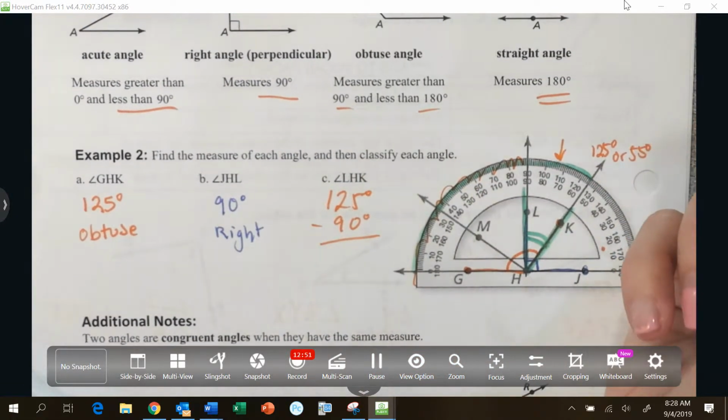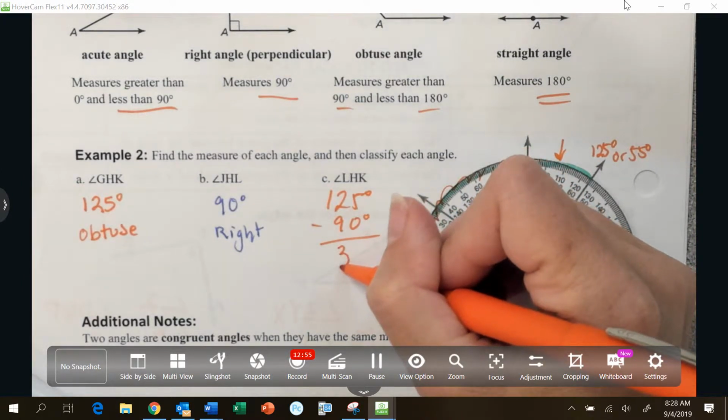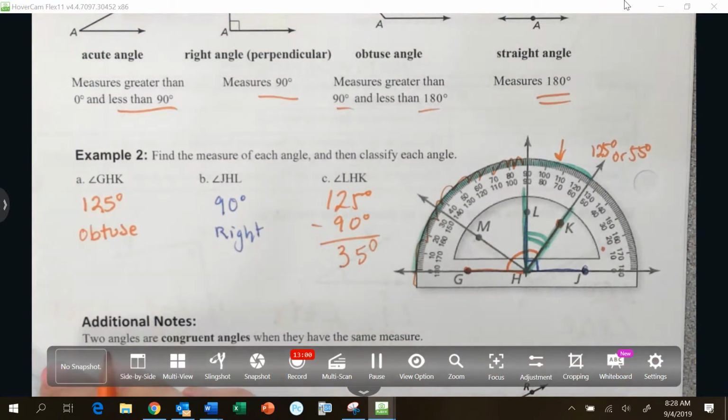So what do we get? Alex? 35 degrees. Good. And Ryan, what kind of angle is that?